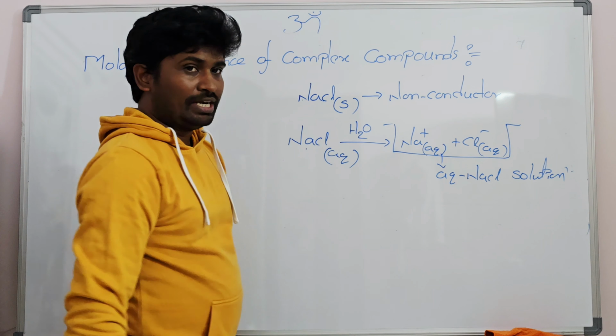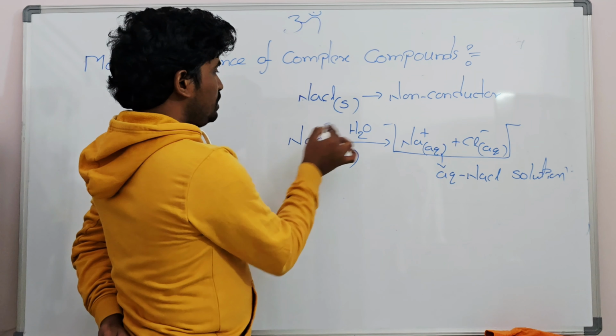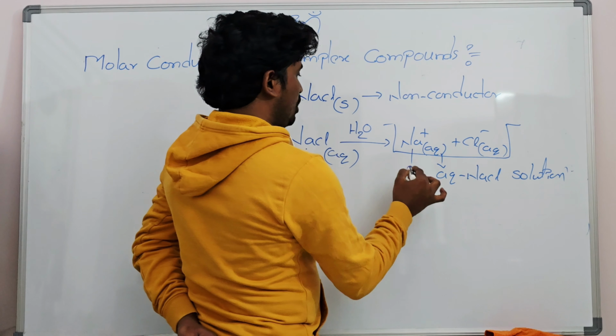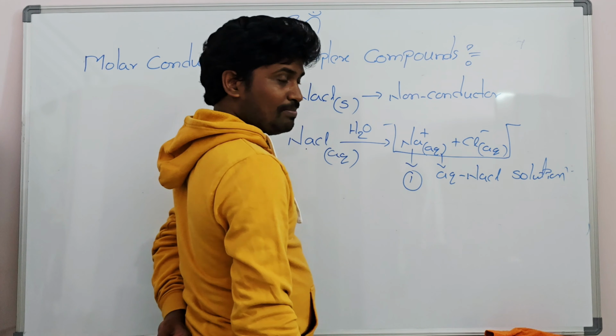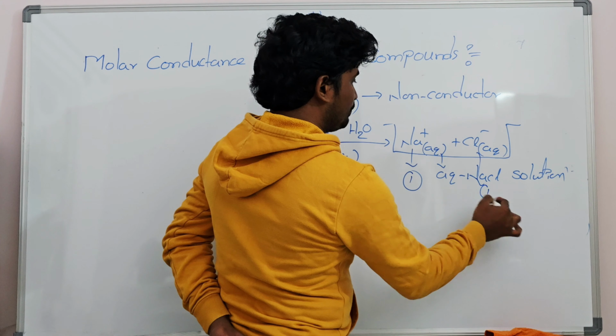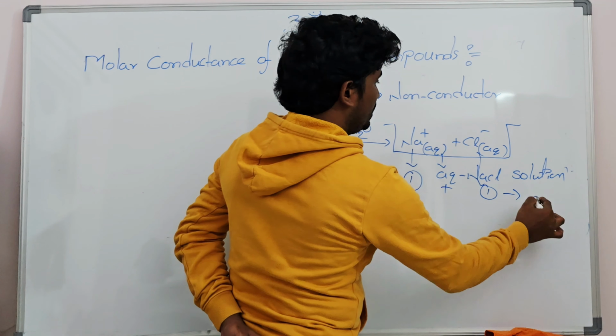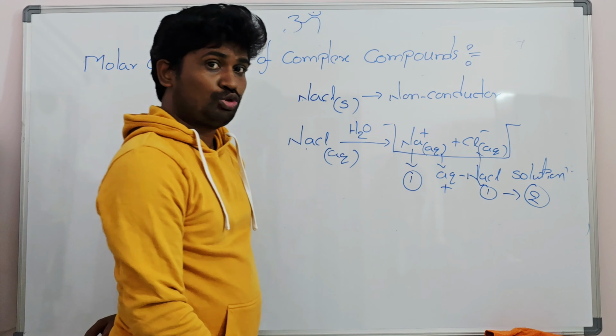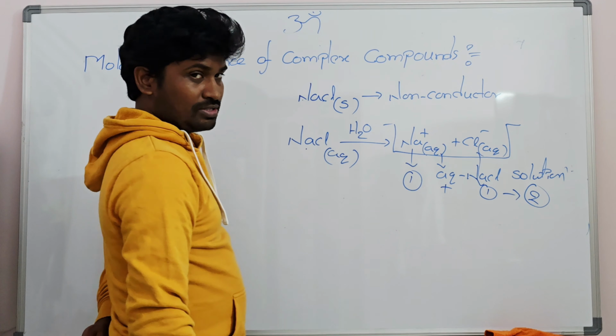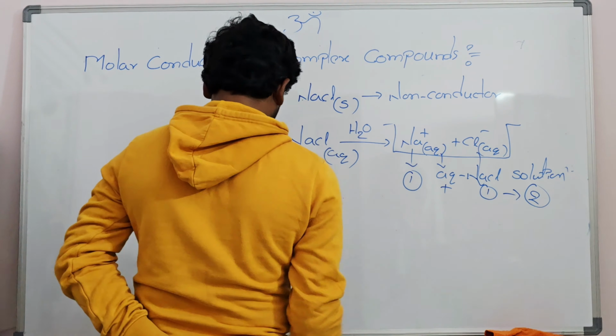Solid sodium chloride is a non-conductor in nature. After dissolving in water, how many ions does sodium chloride generate? Na+ and Cl-, so 1 plus 1, 2 ions are existing in the solution. The molar conductance here is 2.